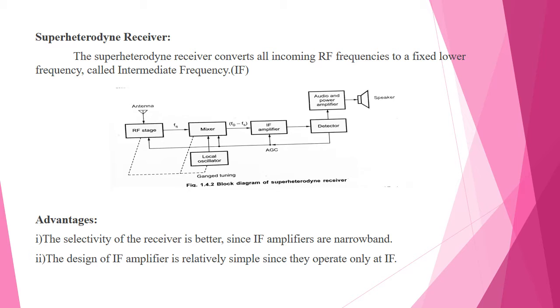Next, the advantages of the super heterodyne receiver: the selectivity of the receiver is better since the IF amplifiers are narrow band. The next one is that the design of the IF amplifier is relatively simple when they operate only at the IF.